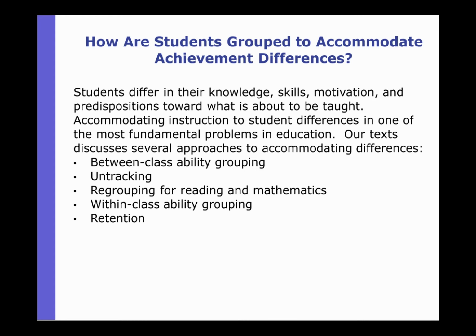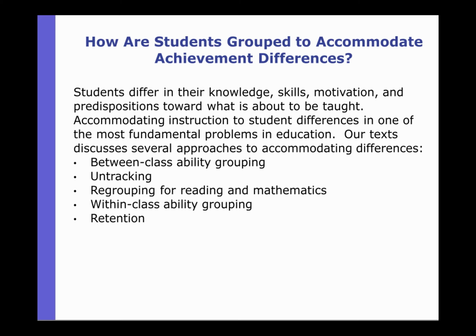Another aspect that we have to look at is how do we group kids? Your book talks about several ways: between class ability grouping, untracking, within class ability grouping, regrouping for reading and mathematics, and then they also talk about retention. Students differ in their knowledge, skills, motivation, and predispositions towards what is to be taught, and accommodating instruction to student differences is one of the most fundamental problems in education.